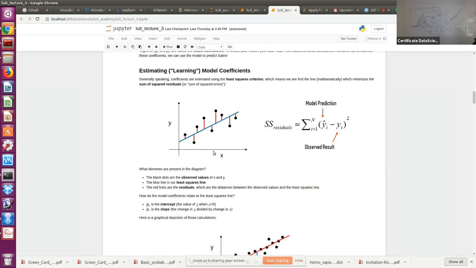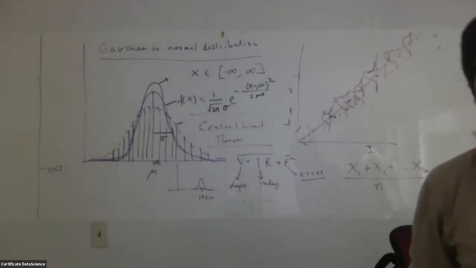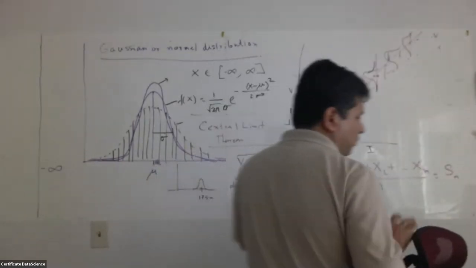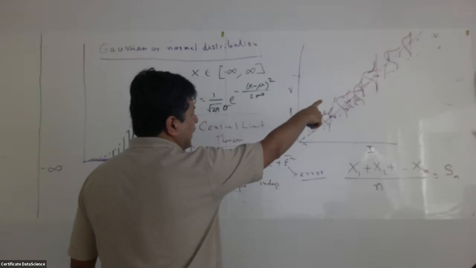So the idea is that these are your points, these black dots. What we want to do is this: the blue line is the line actually. Somehow, suppose you knew the formula, and we are going to compute this. So let me explain it on the board now. So now we know that our errors are coming from X.